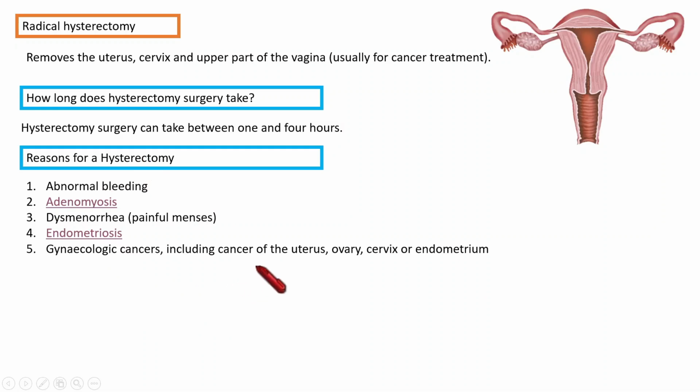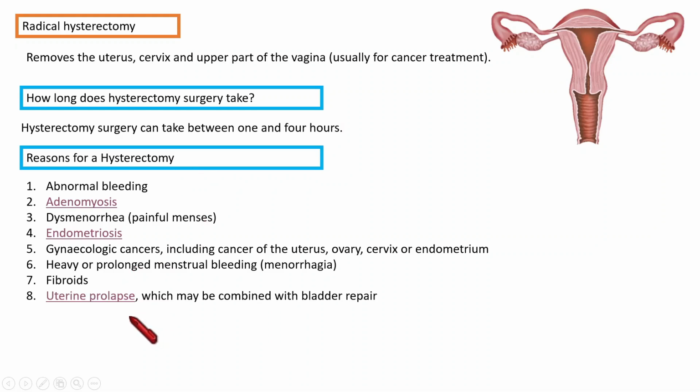Then in some other cancer conditions of the uterus, ovary, cervix, in those situations also hysterectomy is the last suggestion from the side of doctors. And heavy or prolonged menstrual bleeding, menorrhagia, is also a situation that leads to hysterectomy. Then fibroids. If a person has fibroids in the uterus, in that situation also, hysterectomy is the only relief from that situation. Then uterine prolapse.